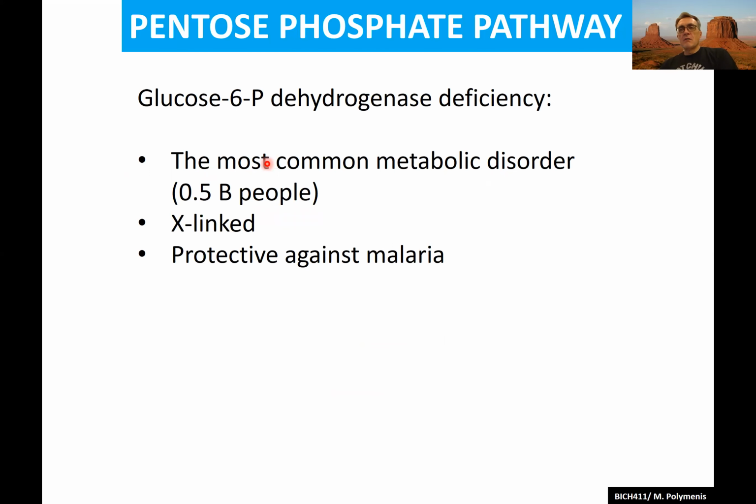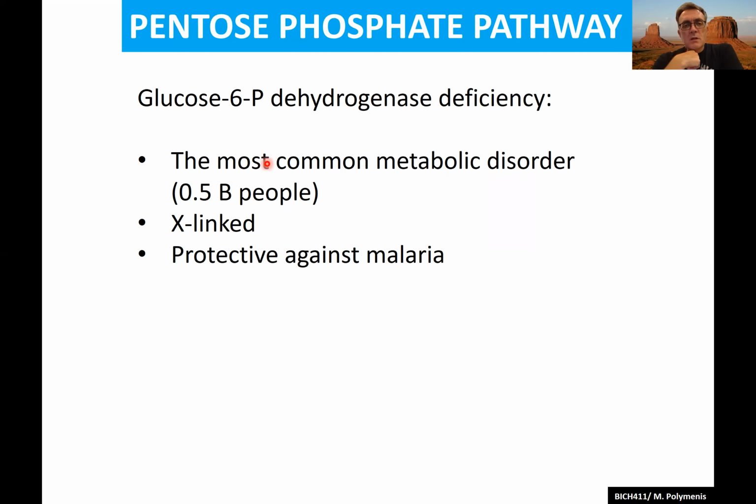So, extremely versatile, very important pathway. In terms of human disease, it turns out that the first enzyme we saw, glucose 6-phosphate dehydrogenase, has mutations that are by far the most common metabolic disorder in people. There are at least 500 million people walking around with a glucose 6-phosphate dehydrogenase deficiency. It is X-linked.